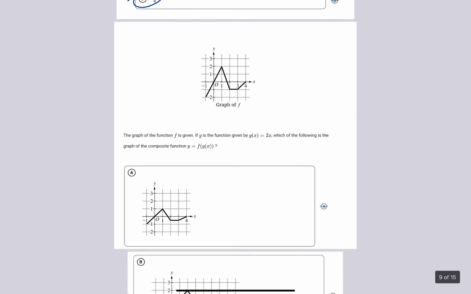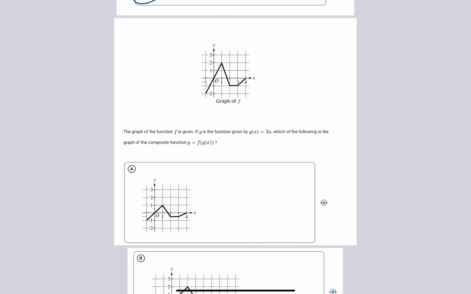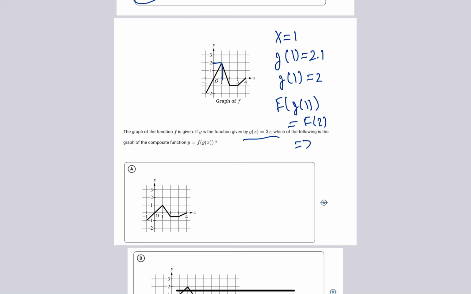What about this question? You take a point. Let's take x equal to 1. So when x equals 1, we're searching for first g of x, right? G of 1, which is 2 times 1. G of 1 equals 2. Then I'm searching for f of g of 1, which is simply f of 2, which equals negative 1, right? So when x equals 1, y equals negative 1. That's what we're searching for.